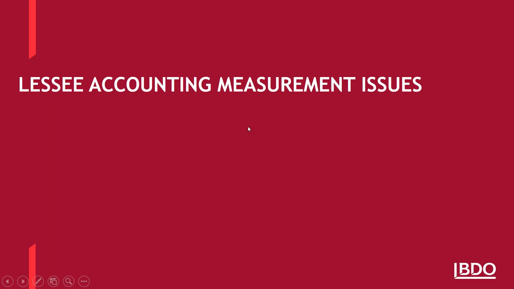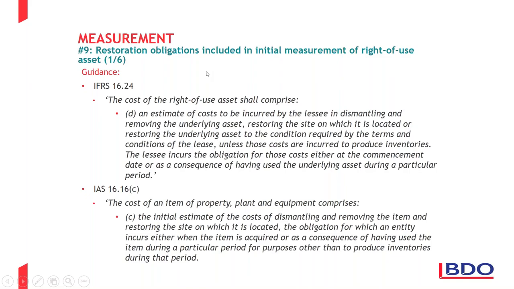All right. If we move on to the third section, we move on to some measurement issues. Now, I have found in implementing IFRS 16 with clients that one of the most controversial aspects around measurement is actually restoration obligations. So I've started by providing some guidance here, an extract from the new IFRS 16 paragraph 24D, which looks at how the right-of-use asset should include restoration costs. It is very similar to that requirement we currently have in IAS 16.